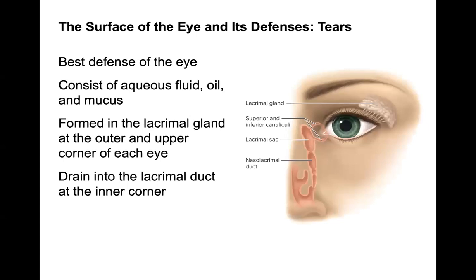Tears are your best defense of the eye. They consist of aqueous fluid, oil, and mucus, and they're formed in the lacrimal gland at the outer and upper corner of each eye. This will drain into the lacrimal duct at the inner corner.